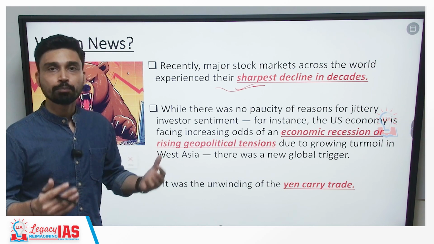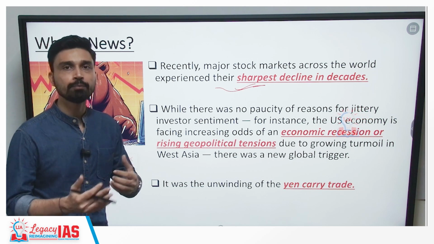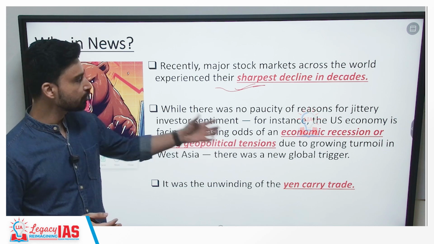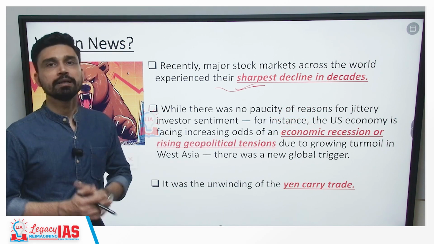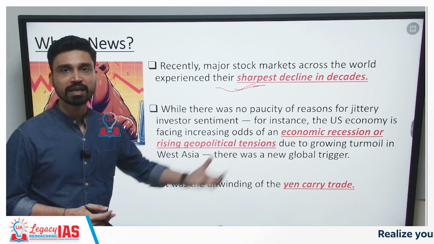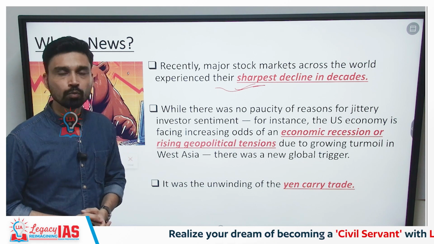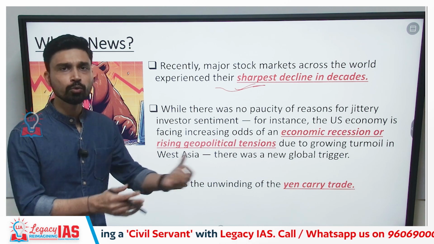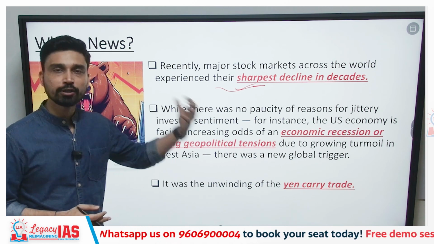While there was no paucity of reasons, obviously there are a lot of factors at play here, that being the probability of economic recession in the United States after the new job and employment data came into the picture. Apart from that, we also have geopolitical tensions everywhere, especially after the killing of the Hamas leader in Iran, which Iran has said was carried out by Israel. So there is a possibility of a larger Israel-Iran war, the Russia-Ukraine war is already ongoing, and many countries across the world, including our neighbor Bangladesh, are witnessing geopolitical and domestic disturbances.